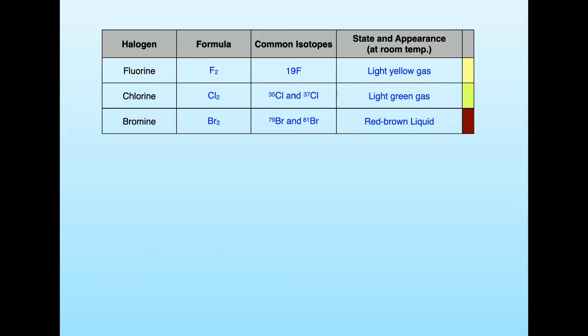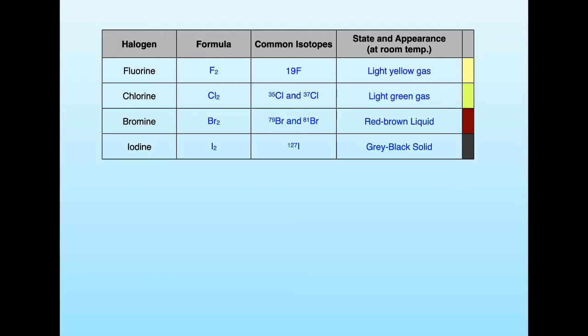Bromine, Br2, it's got 2 isotopes. You don't need to know about it, IGCSE, and it's a red-brown liquid. Volatile liquid. You get vapor of bromine formed above the liquid. And iodine, common isotope 127, it's a grey-black solid.